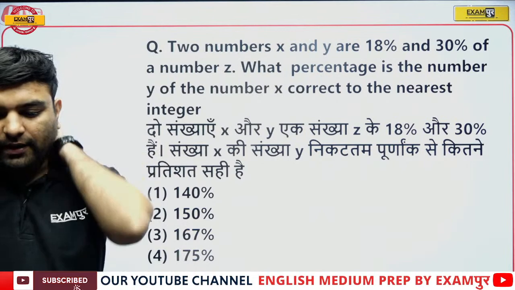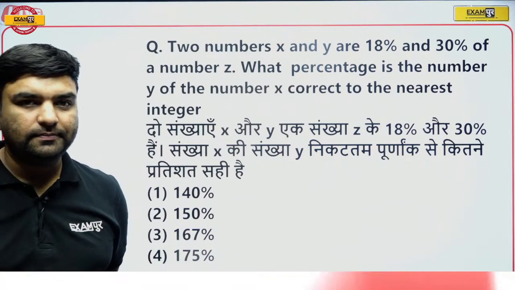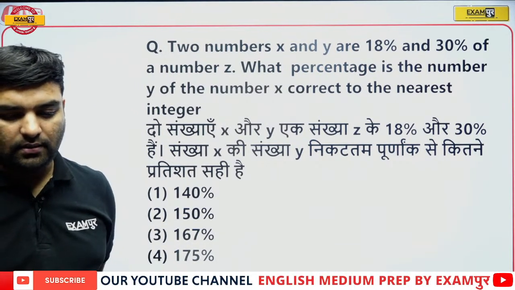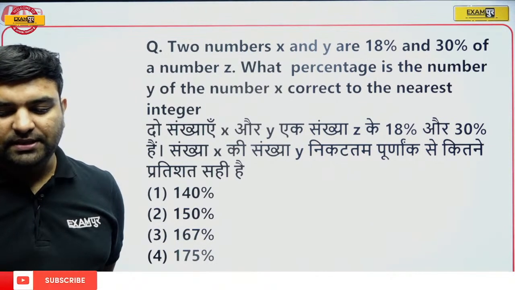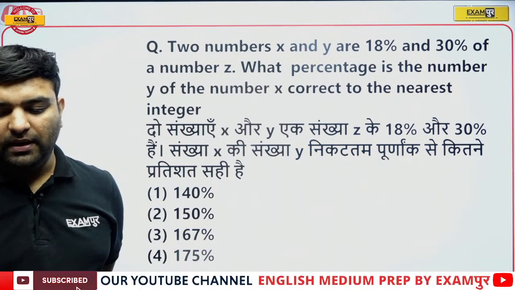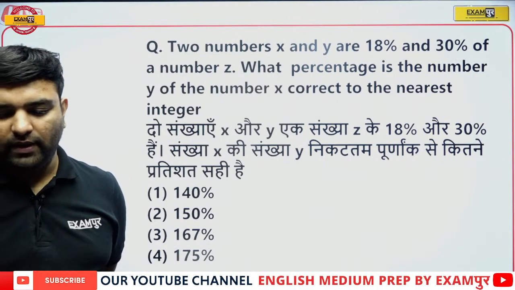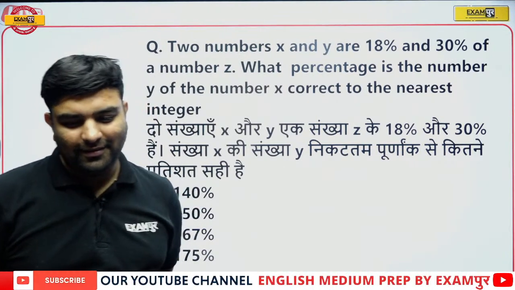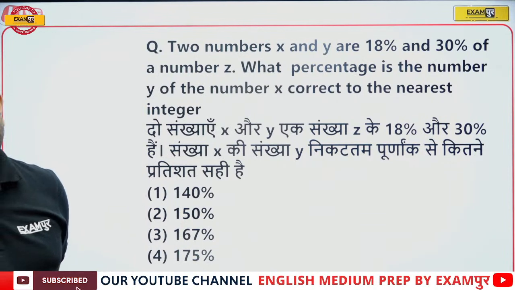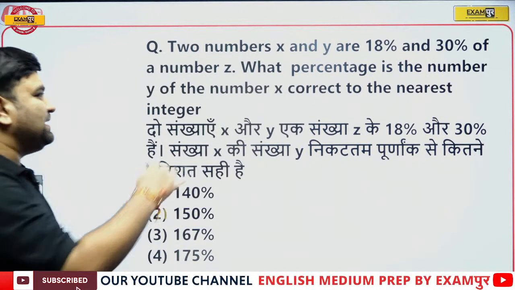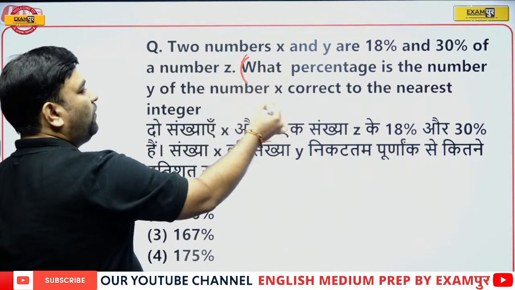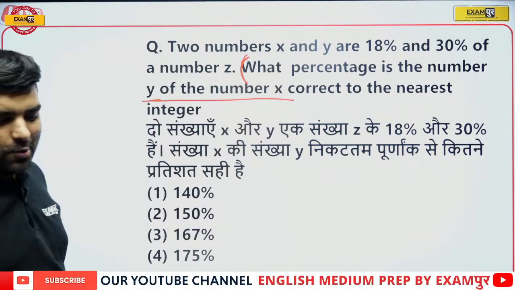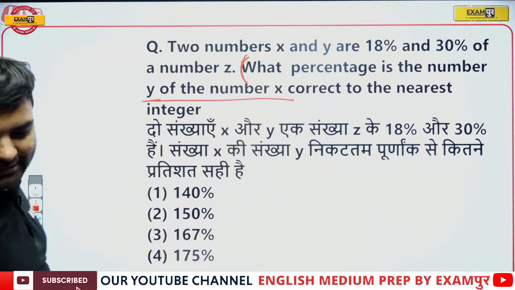Two numbers x and y are 18% and 30% of a number z. What percentage is the number y of the number x? Okay, y is what percentage of x? As simple as this. What percentage is the number y of the number x?